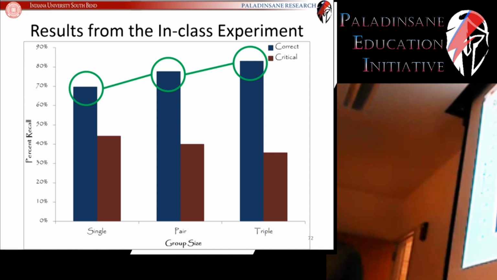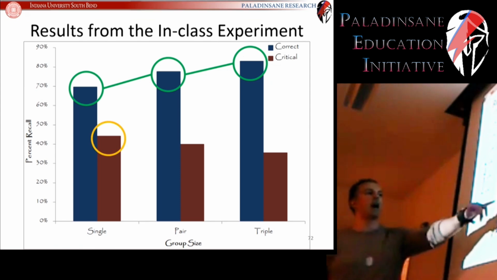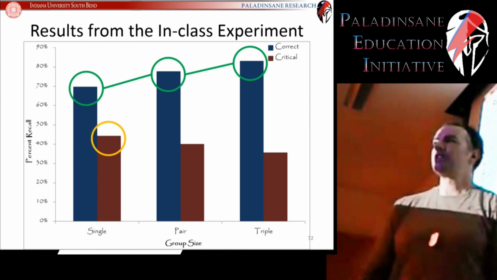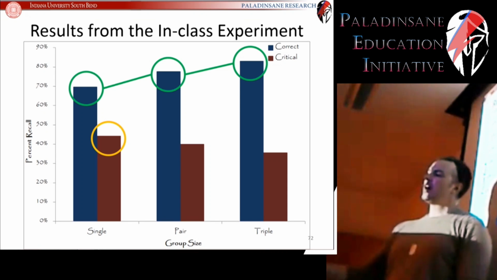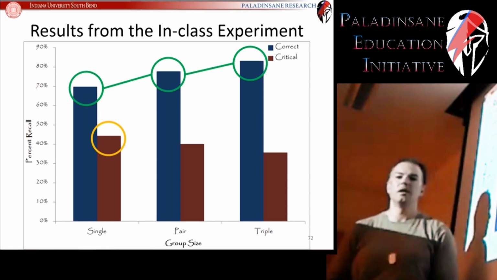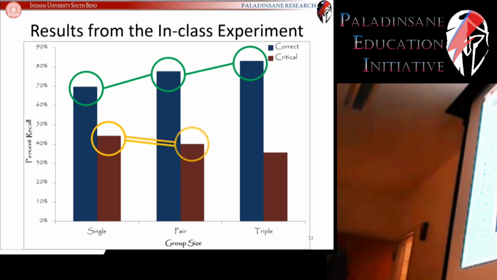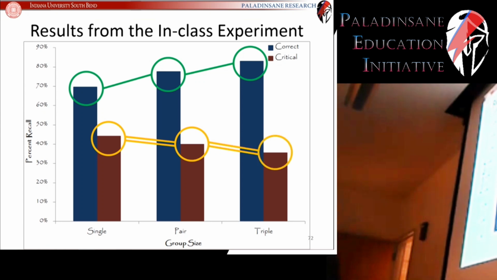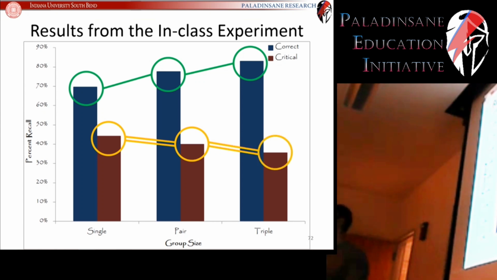On the other hand, inferential statistics told us that the difference in the height of the red bars, the difference in the recall of false memories, that is not significantly different. So these differences here are due to chance.